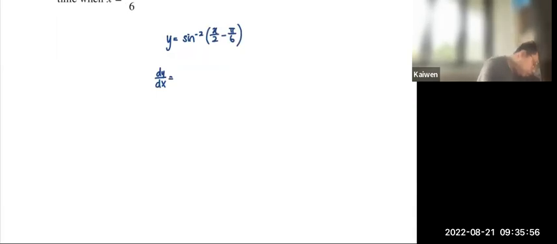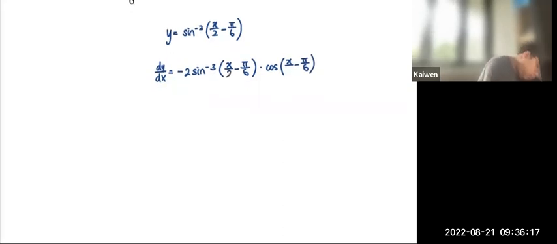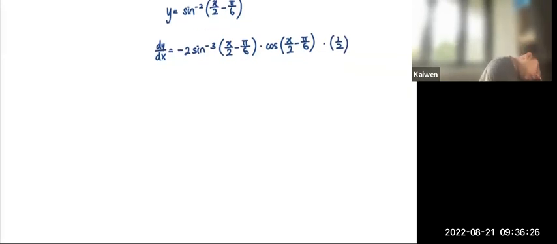So power bring down, power minus 1, multiplied by the differentiation of the trigo term, oops, sorry, it's 2, not 3, my bad. Multiplied by the differentiation of the angle. So this should be the full differentiation. And if you simplify this expression, you will get cosine of x over 2 minus pi over 6 divided by sine cube of x over 2 minus pi over 6.